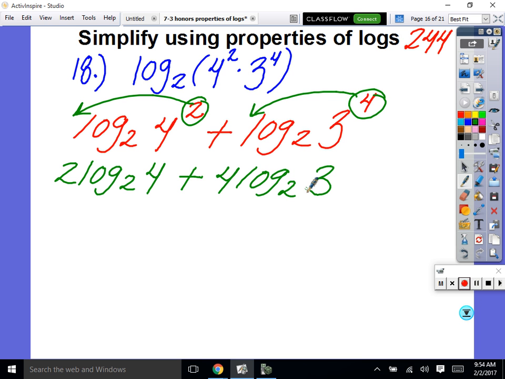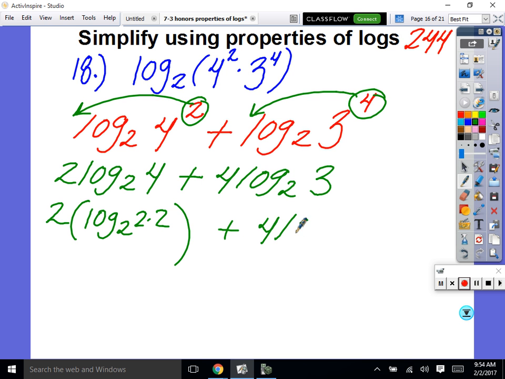So this is really, we have to be careful though, 2 times log to the base 2 of 2 times 2, and then plus 4 log to the base 2 of 3. So now when you multiply, you add. I think you just guessed and ended up with the last one. Yeah, you did. Okay, so we would keep going with this.